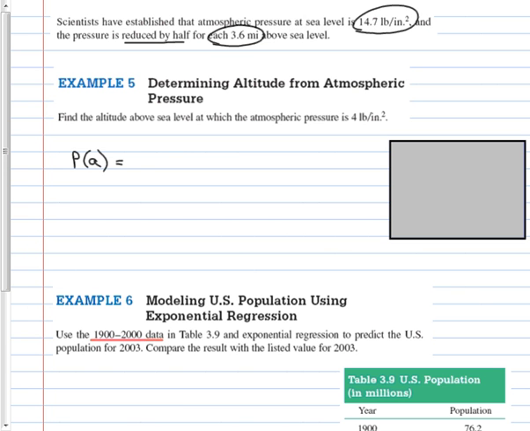14.7. Initially, at sea level, that's my initial value, 14.7. Times 1/2. It's reduced by half, so I'm multiplying by 1/2. Times 1/2 to the A over 3.6. Since I am using A as my variable, I'll say A over 3.6. And this happens to be the altitude in miles. So my answer is going to be in miles. They want to know, when do I get to 4 pounds?